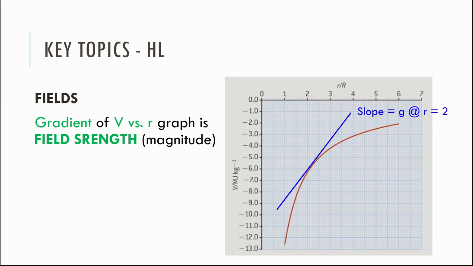So if you have this graph in joules per kilogram versus some kind of distance, the slope would be your field strength, your gravitational field strength, since I'm talking about per kilogram. If it was per coulomb, it would be electric field strength. Remember how to do gradient?